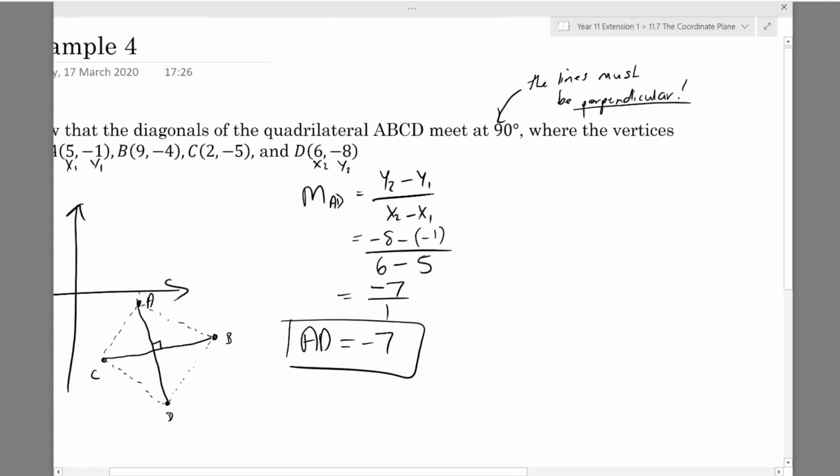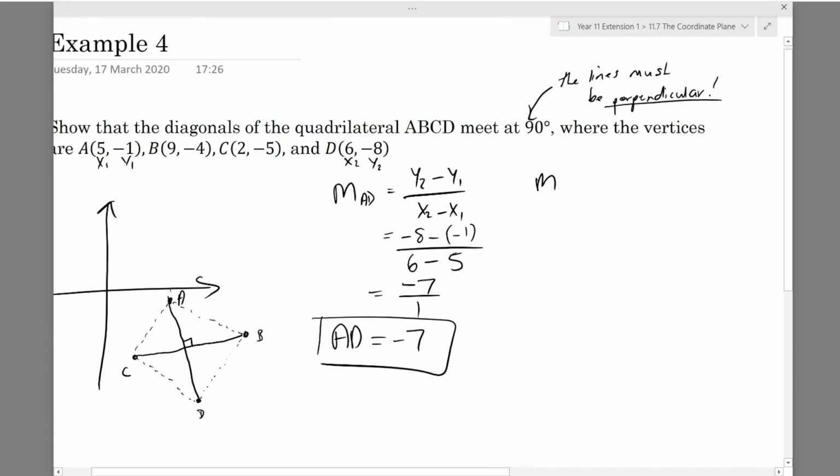Okay, now we're going to do our gradient. We only have to do the one more this time, which is good. We're going to do the gradient of BC. So my gradient of BC is equal to y2 minus y1 over x2 minus x1. I want you to write this down so much that you're going to get sick of it and remember it forever, because we actually need this formula later on to make a new form for an equation.